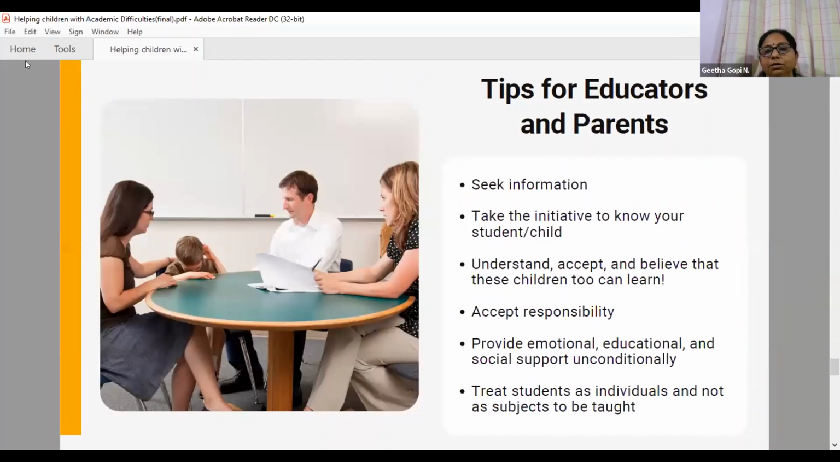So, general tips for educators and parents. First thing is, seek information about your child. Know your child. Take the initiative to know your student, know your child. Understand them, understand the ways they learn best, understand what motivates them, what their likes and dislikes are. And if they have challenges or a special needs condition or a disability, accept the fact that they have this and they need support systems to help them circumvent that.